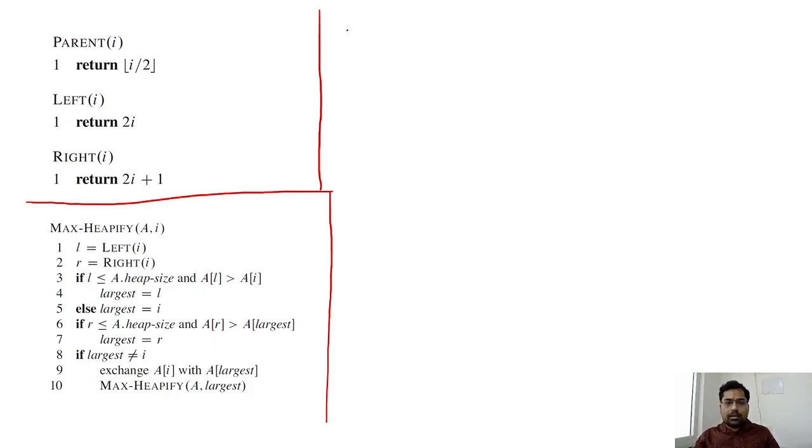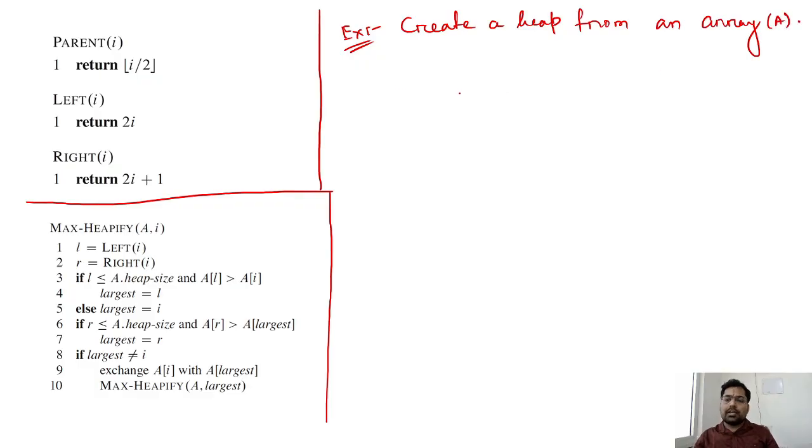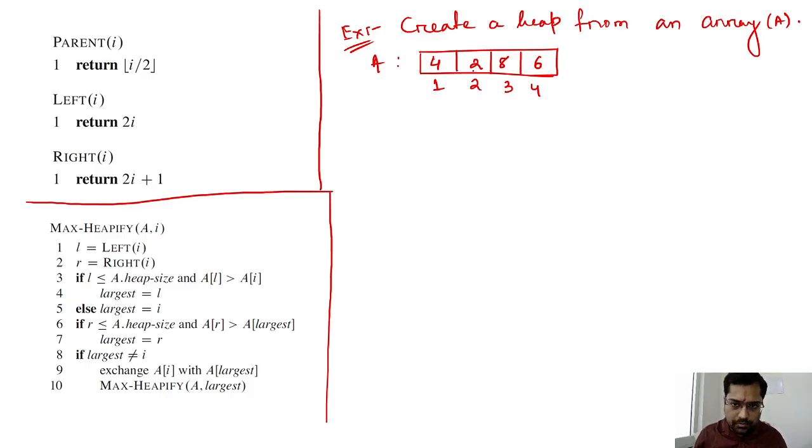So now you can check, for an example, suppose anyone will tell you to create a heap, or a complete binary tree, or almost complete binary tree, from an array. Okay, array. I'm just writing it as A, where A is given to us. There might be four indices: one, two, three, four, and then the values 4, 2, 8, 6. Suppose this is what is given for creating the heap.